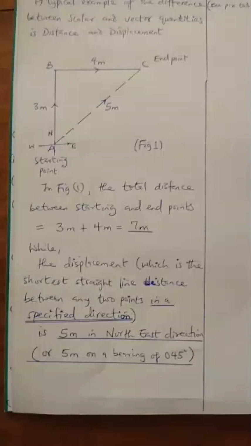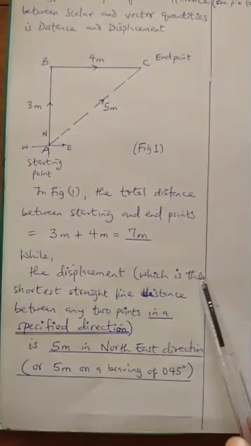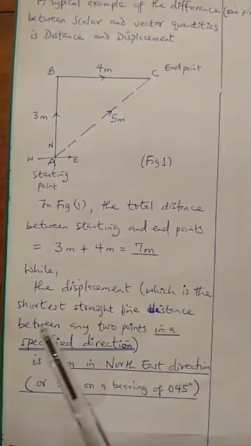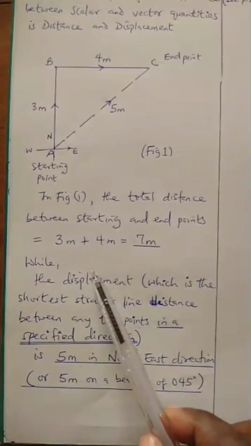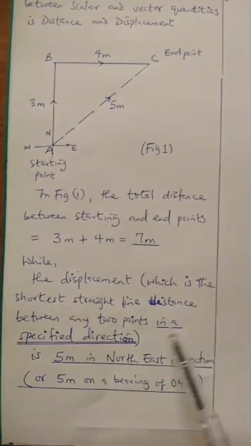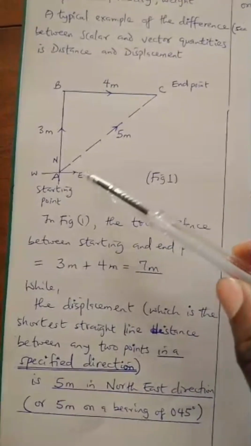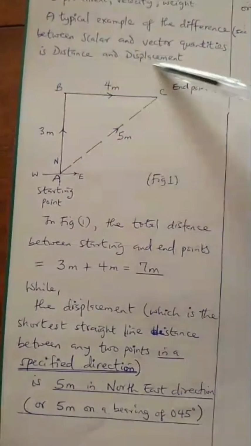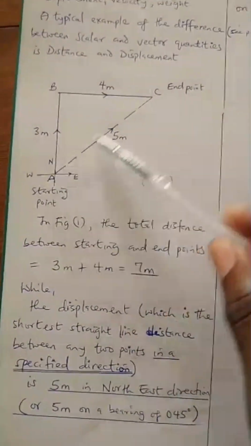Now this is the definition for displacement. Displacement is the shortest straight line distance between any 2 points in a specified direction. So it's not like this, it's the shortest straight line. From starting point to end point, we don't have to go round and round as in distance. With displacement, we just locate the shortest straight line distance.